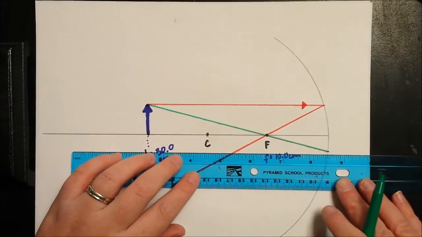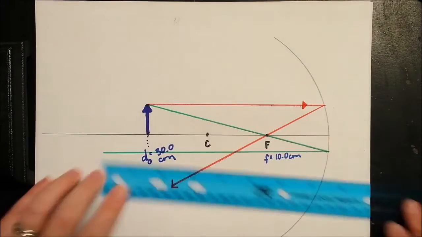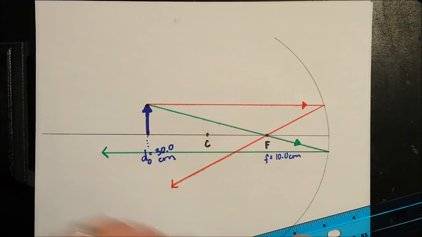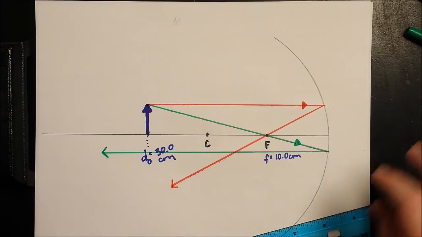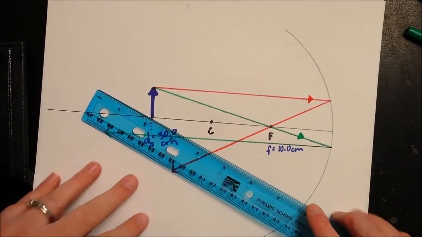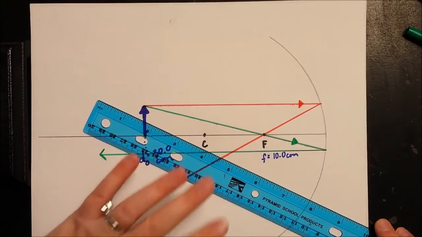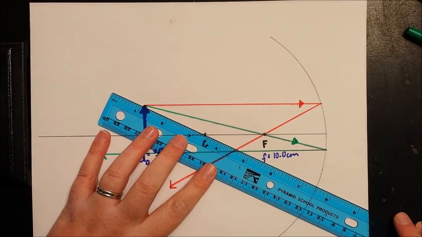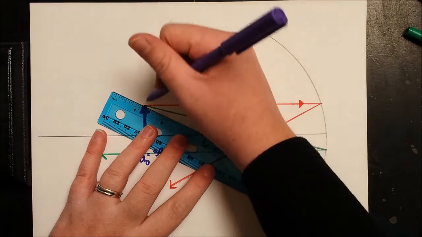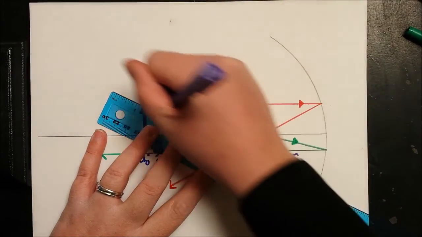Okay, so now let's go parallel to that principal axis. Okay, and then let's use purple now for the next one. The third reference ray is going to start at the same point, and this time it's going to go through the center of curvature and then bounce back off the mirror and reflect back onto itself. So let's try to get that all lined up. So it goes through the center of curvature and then bounces back on itself.